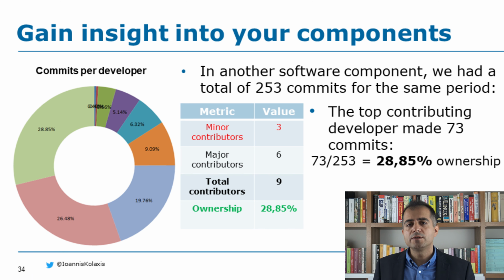Well, here's another component, let's say component B from our application. Again, this is actual data. We can see that the owner here has an ownership of approximately 29%. We have only 3 minor contributors and 6 major contributors. Again, these data on their own are not really useful.